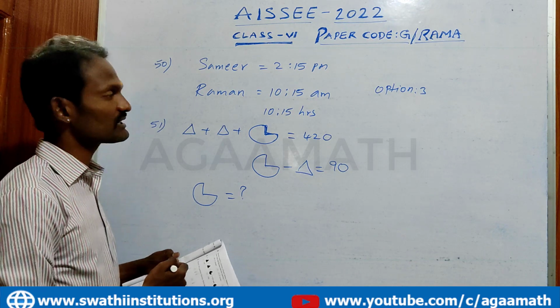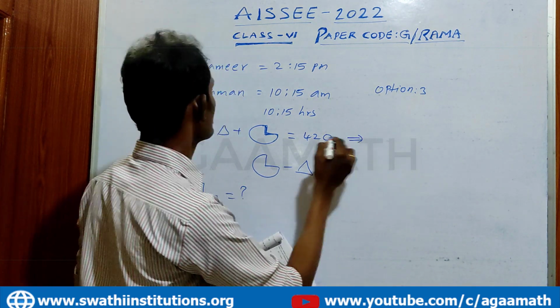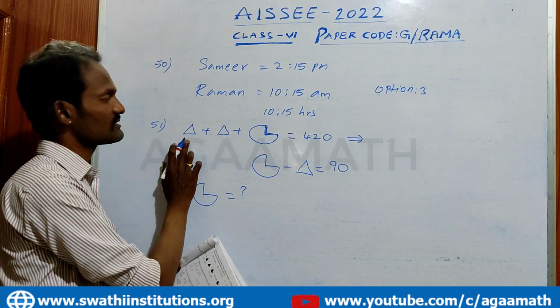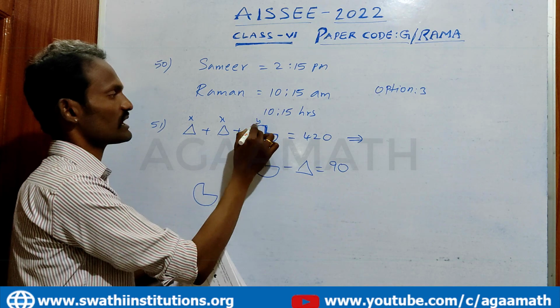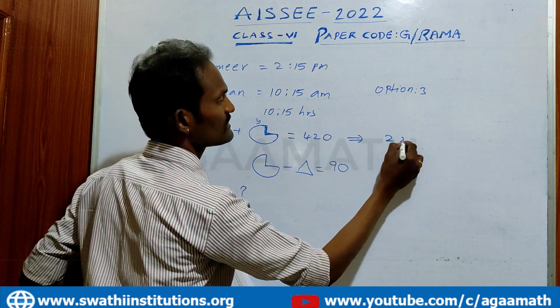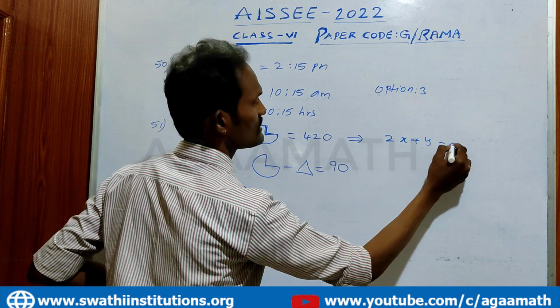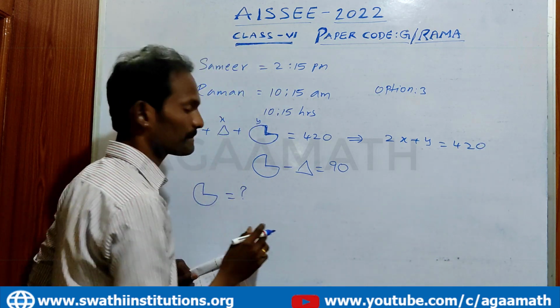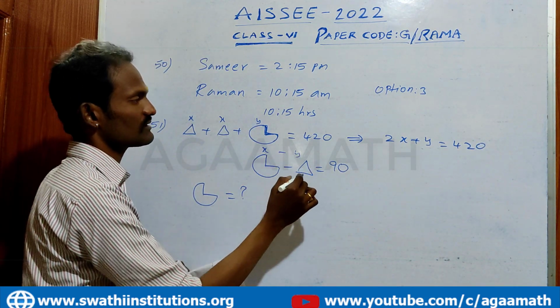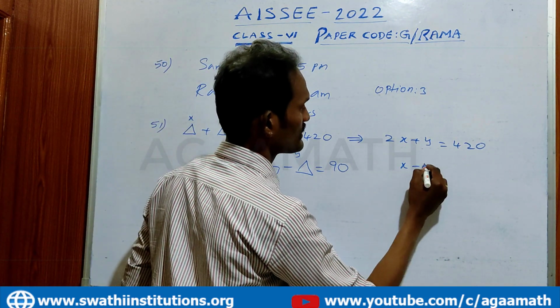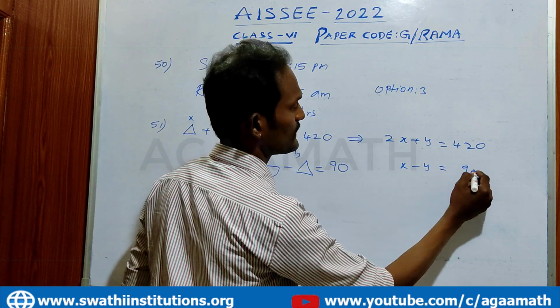I go through algebraic simplification. Let this triangle be x, and this is also x, and this is y. It means 2x plus y equals 420, and this is x minus y, so x minus y equals 90.